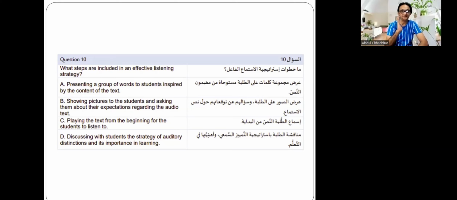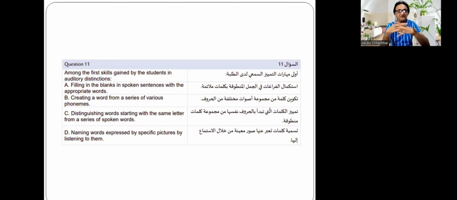So an effective listening strategy is when you are assigning a task, when you are asking somebody to listen and do something. How many senses do we use? If you use more senses, in the theory he explained about the senses, the practical thing is more effective than only lecturing. So when showing a picture and listening or doing something, that's more effective. So that's B.